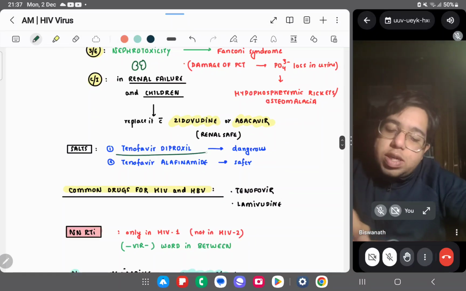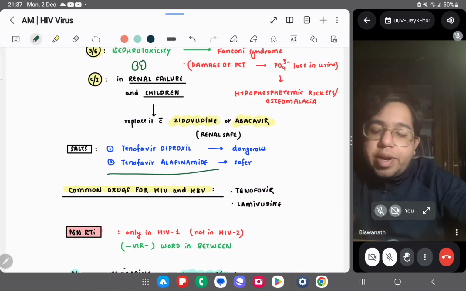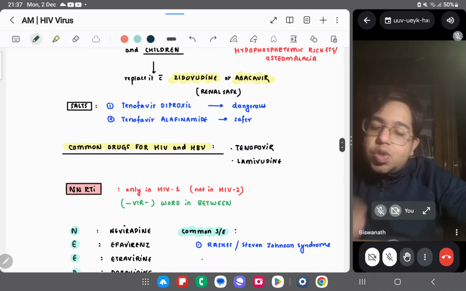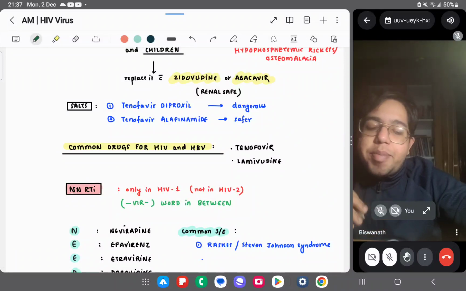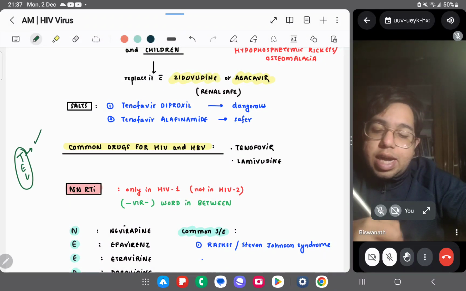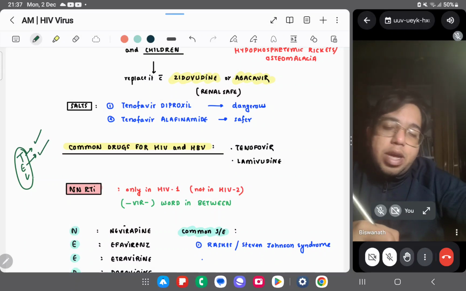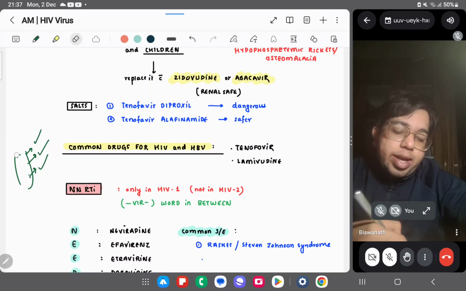So we can have two salts, tenofovir disoproxil and tenofovir alafenamide. So common drugs for HIV and HBV, you can remember like TEL. T stands for tenofovir, E stands for emtricitabine, which is also used, and L stands for lamivudine, right? TEL.